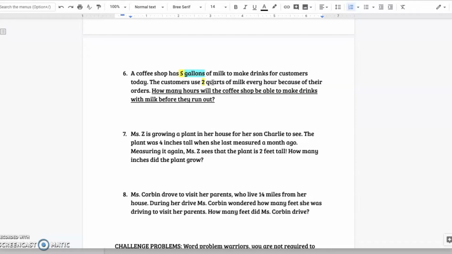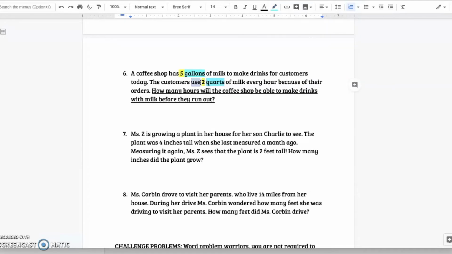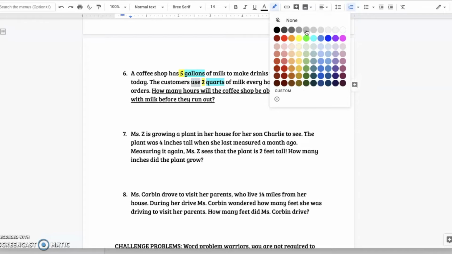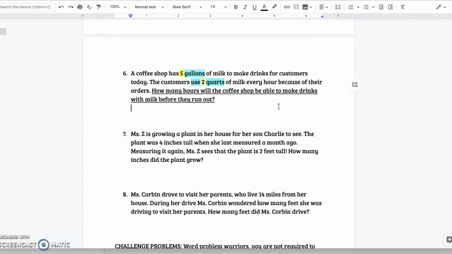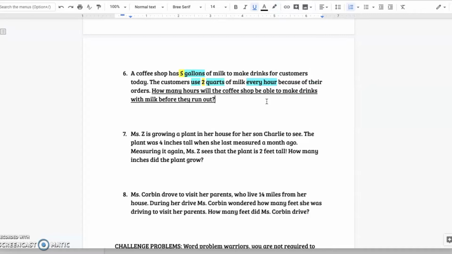The customers use 2 quarts. Okay, quarts, and they use 2 quarts. So use is important because that means that it gets sort of taken away, right? It's something that's taken because they're using it. Of milk every hour. So every hour. That's important because it tells us how much they use in an amount of time because of their orders.